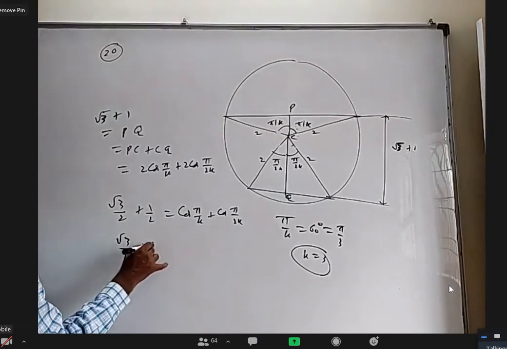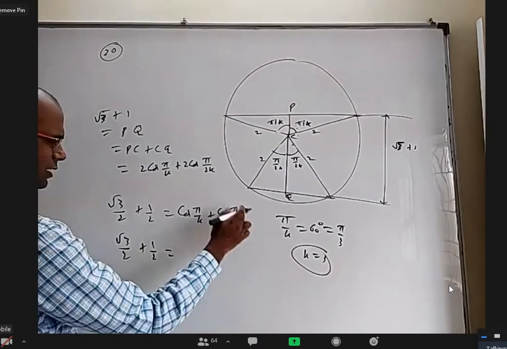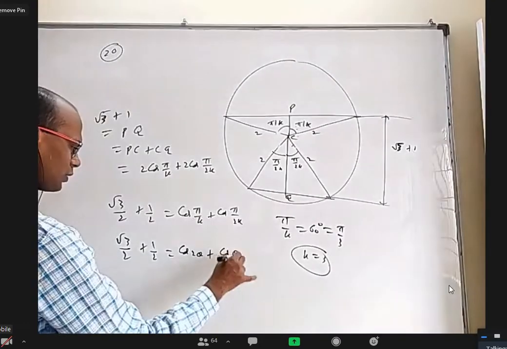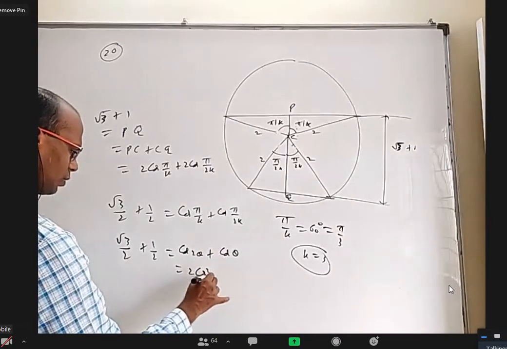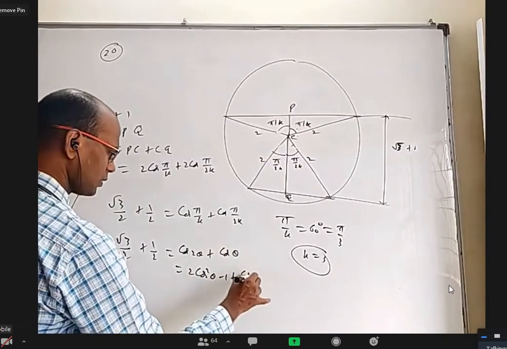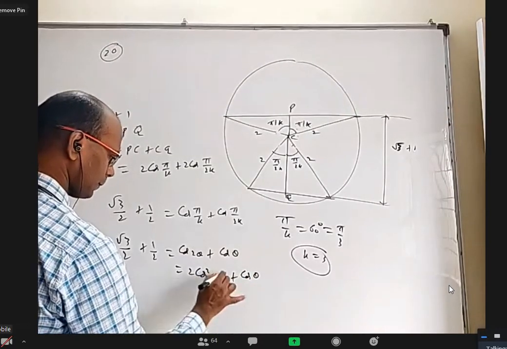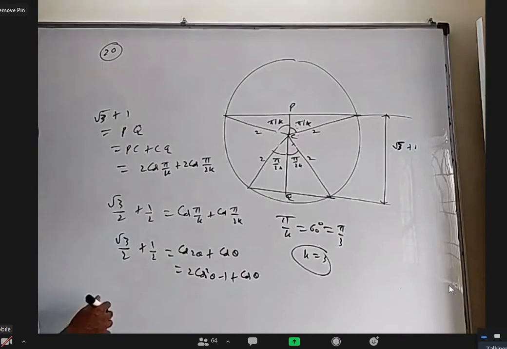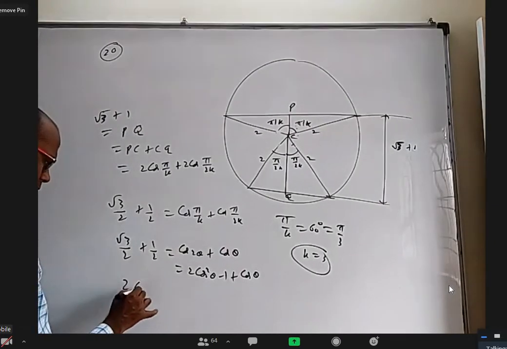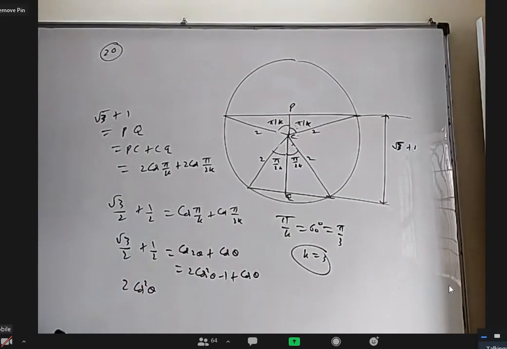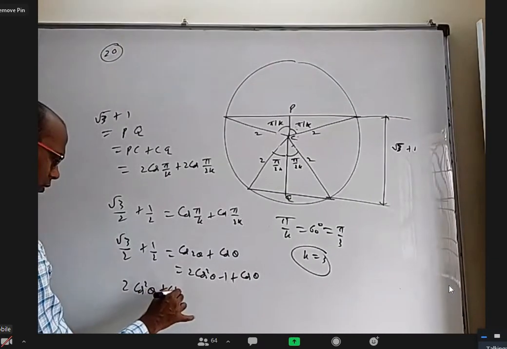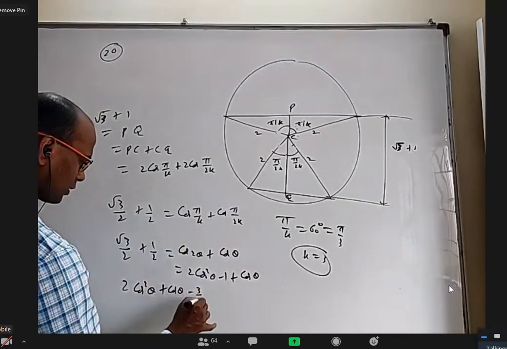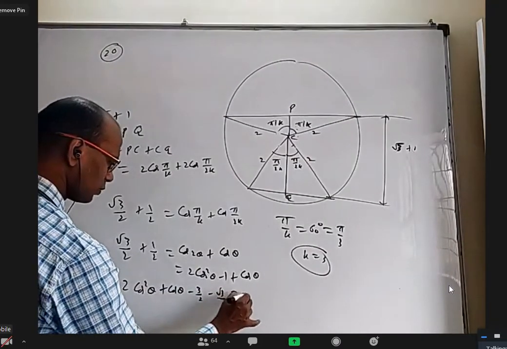This is root 3 by 2 plus 1 by 2. I want to call pi by 2k as theta. This will be 2 theta then: cos 2 theta plus cos theta. This will be 2 cos square theta minus 1 plus cos theta. Then I think we can factorize properly. Let us see: 2 cos square theta plus cos theta. If we send everything to the other side, we'll get minus 3 by 2 minus root 3 by 2 equal to 0.